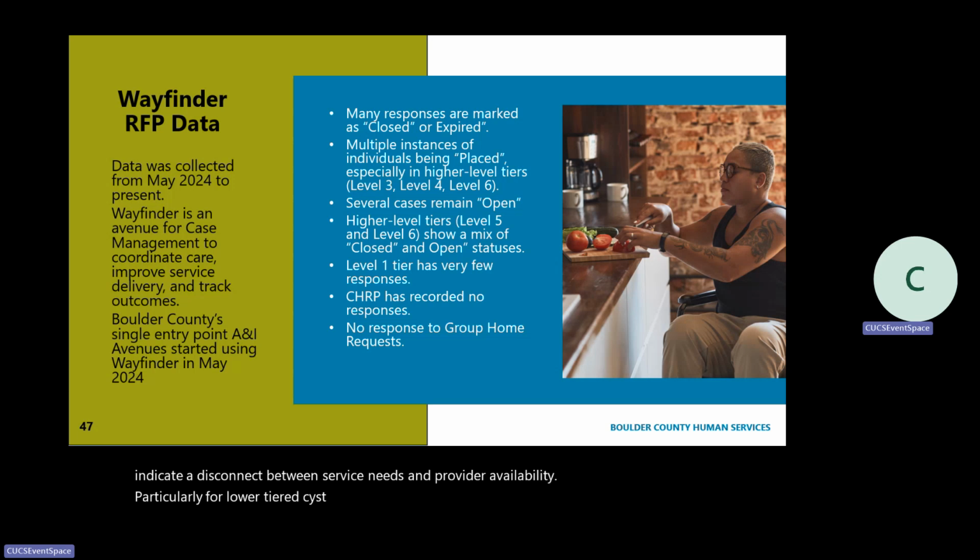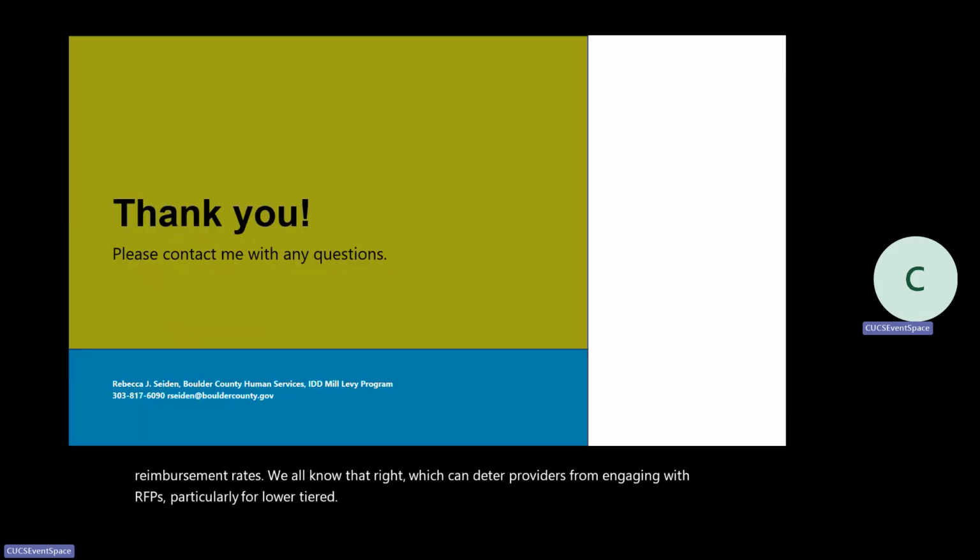While there are successes in placing individuals in higher tiers, level 3, 4, and 6, the ongoing open cases highlight potential gaps in services for individuals with varying support needs. This discrepancy in responses may stem from inadequate reimbursement rates. We all know that, right? Which can deter providers from engaging with RFPs, particularly for lower tiered cases.